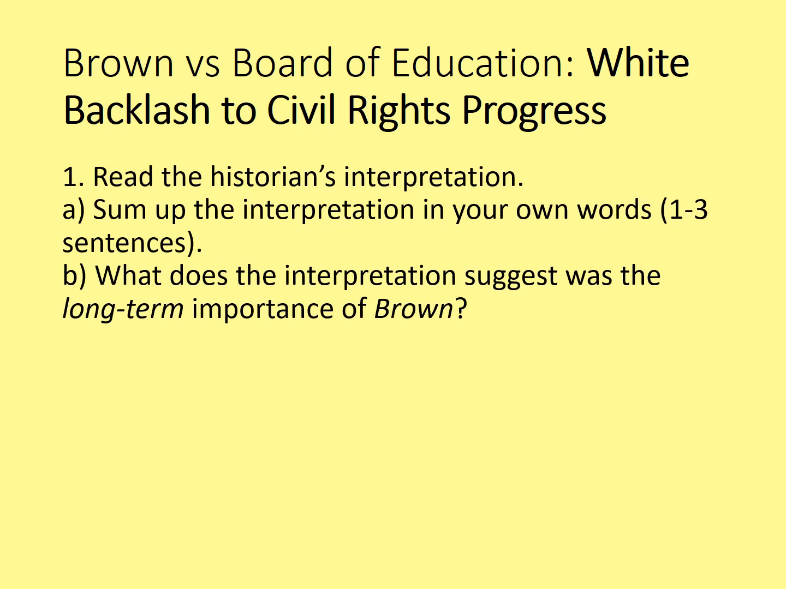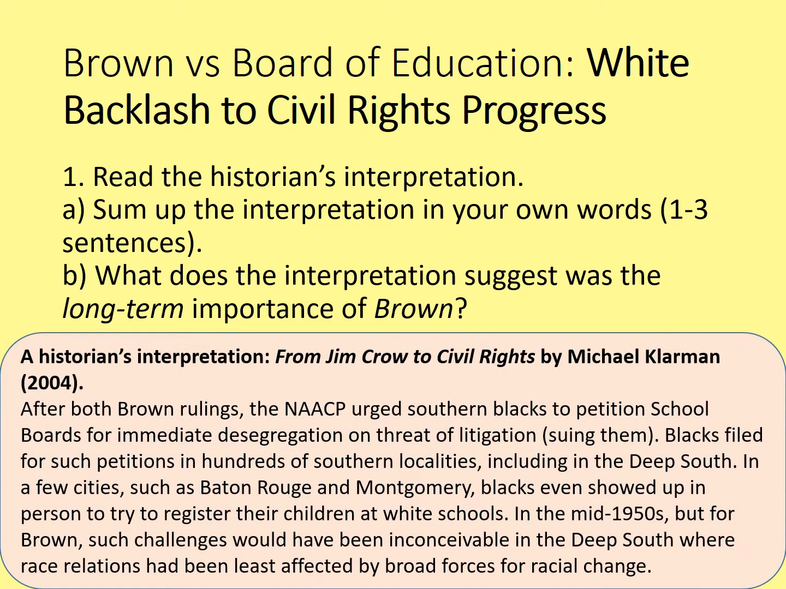Task number 1. Read the historian's interpretation and sum up the interpretation in your own words, so 1 to 3 sentences will be fine, and what does the interpretation suggest was the long-term importance of Brown, so not what happened immediately, but what happened further down, even months or years later. Make sure you're watching this in HD at the moment, otherwise the text may be unclear.